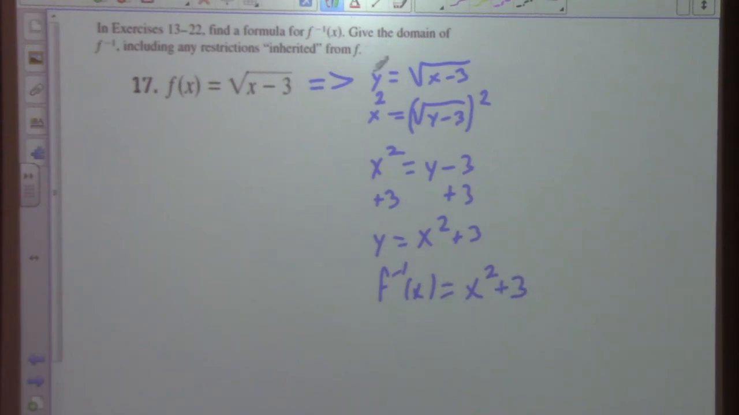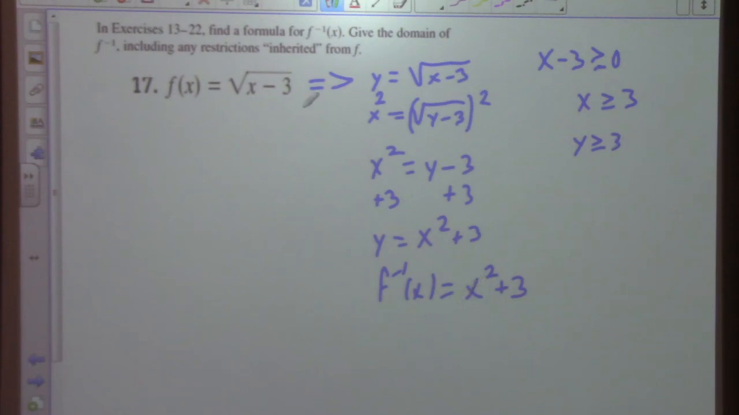Now, we talked about domain restrictions, right? Do you have a restriction here? What does x minus 3 have to be? It has to be greater than or equal to 0, right? So x has to be greater than or equal to 3, and that's in our original. So when we find the inverse, y is going to have to be greater than or equal to 3, right?